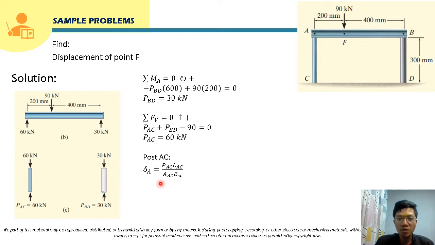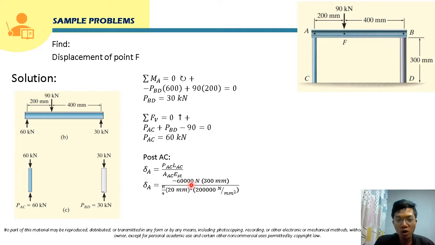Okay, so that will be PL over AE. To solve that, we will just substitute the values here. For PAC, that is 60 kilonewton. Again, we have to be consistent with the units, class. The given modulus of elasticity is 200 GPa, so we will convert that into MPa. That will become 200,000 megapascal, which is equivalent to Newton per millimeter squared.